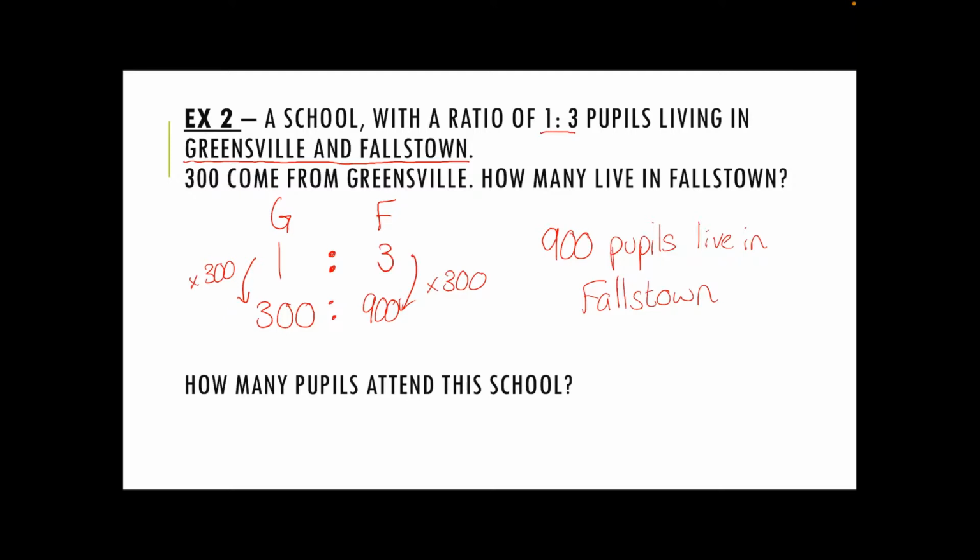How many pupils attend this school in total? Well, we know that 300 come from Greensville and 900 come from Fallstown. So when we add that together, we have 1,200 pupils in total. So all I did there was add up my 2 final answers.